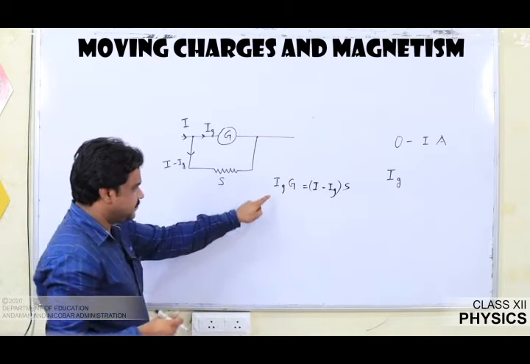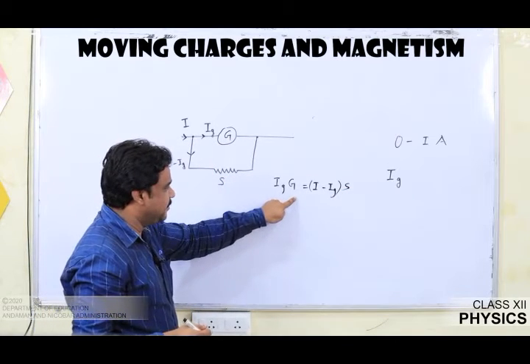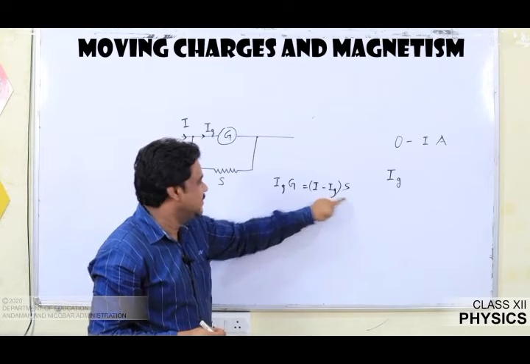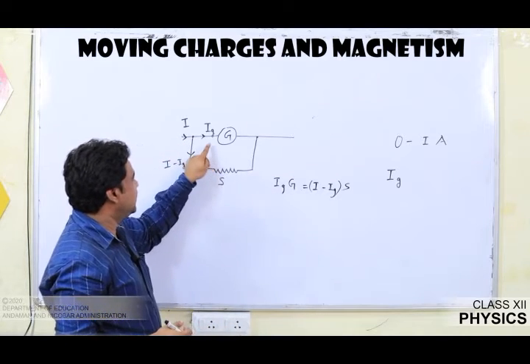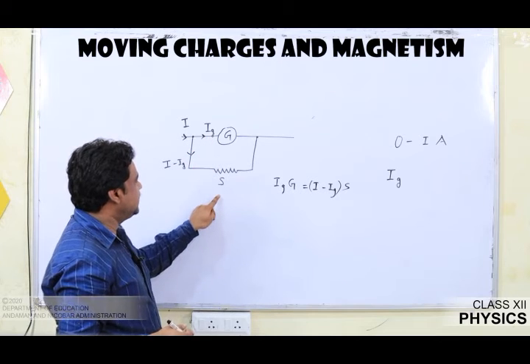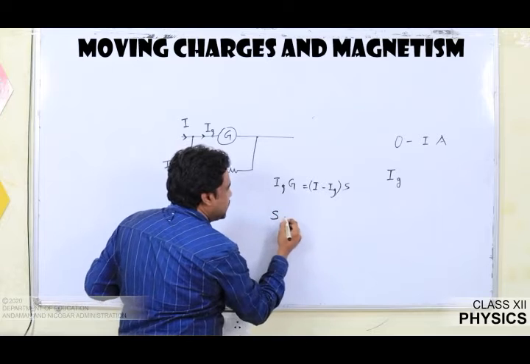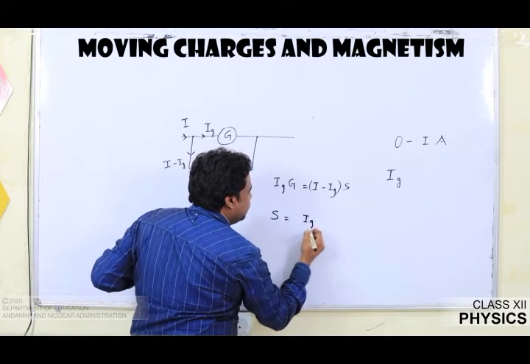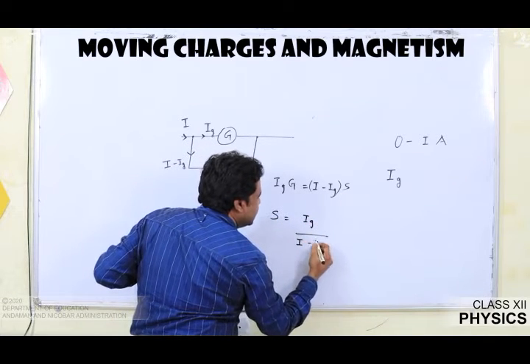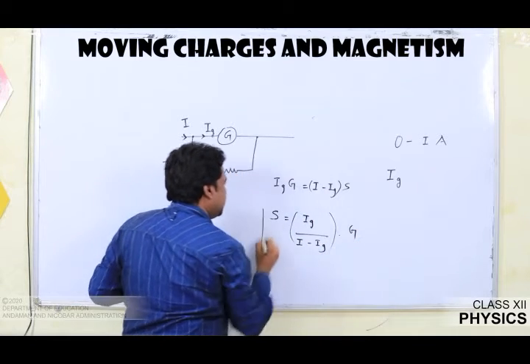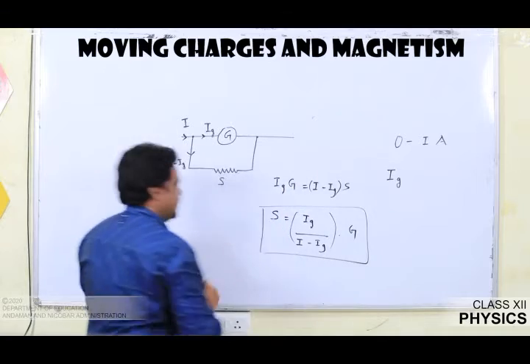So once again, the potential difference across the galvanometer is equal to the potential difference across the shunt resistance. Obviously, the potential difference across the galvanometer is Ig into G. The potential difference across the shunt is I minus Ig into S. So the formula for S will be Ig by I minus Ig into G. This becomes the formula for shunt.